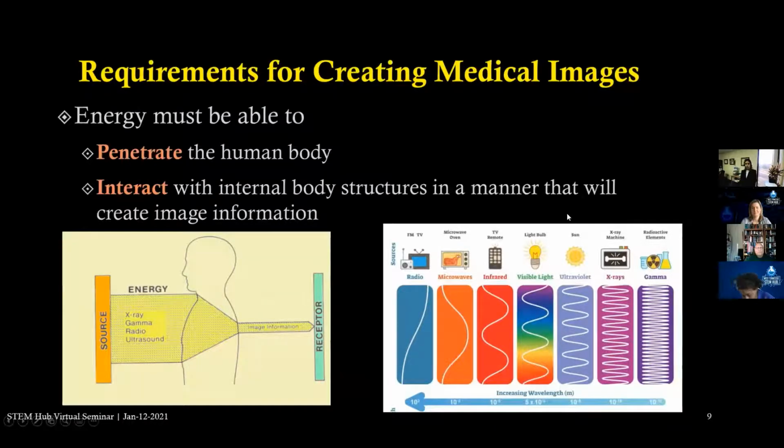And if you come back to your electromagnetic spectrum, the types of radiation that satisfy both these properties are the X-rays, the gamma rays, and the radio waves. So these are the primary imaging modalities being used in the hospital. I'm going to cover basically these in today's lecture.